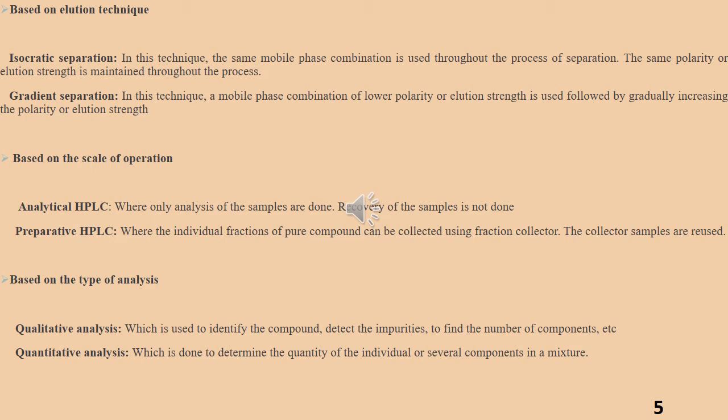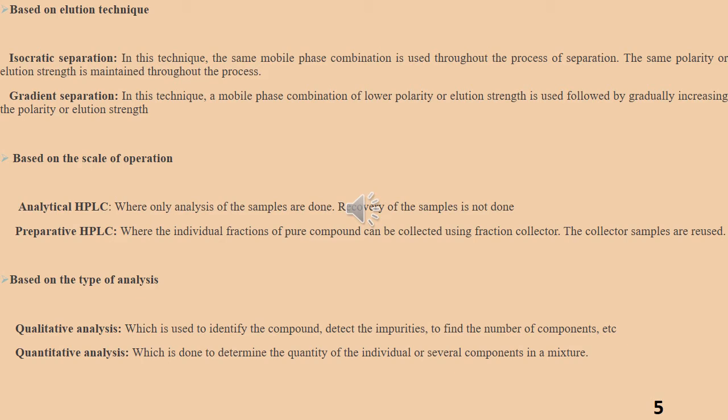Based on elution techniques, there are isocratic separation and gradient separation. In isocratic separation, the same mobile phase combination is used throughout the process of separation. The same polarity or elution strength is maintained throughout the process. Whereas in gradient separation, a mobile phase combination of lower polarity or elution strength is used, followed by gradually increasing the polarity or elution strength.